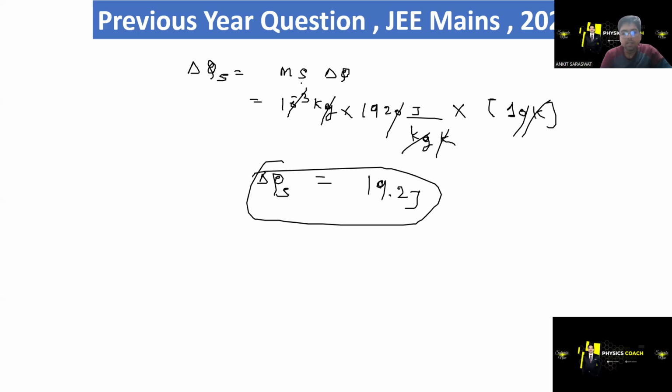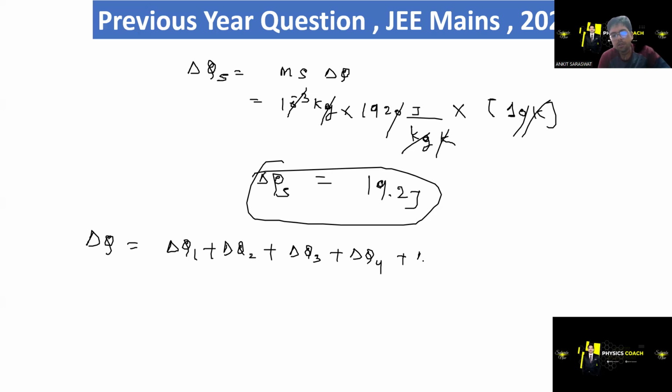So they are asking for the total heat, now simply add. This question is easy actually, but a little bit lengthy. Delta Q1 plus delta Q2 plus delta Q3 plus delta Q4 plus delta Q5. Once you add all the heat, you will get 3043.2 joule. I hope this doubt is clear.